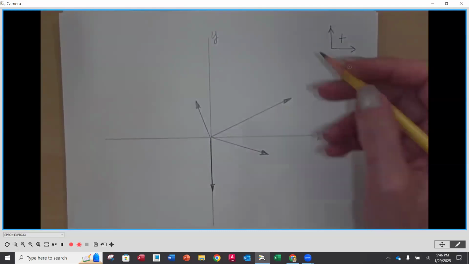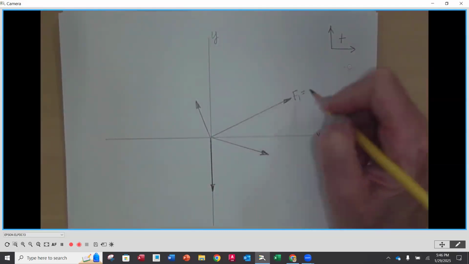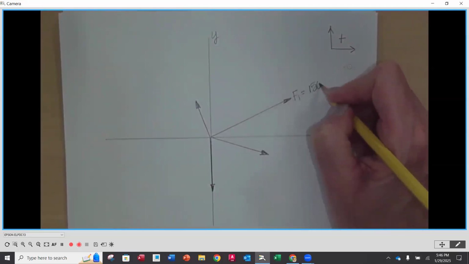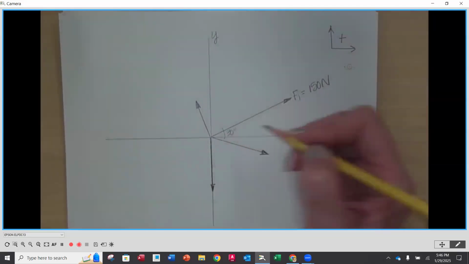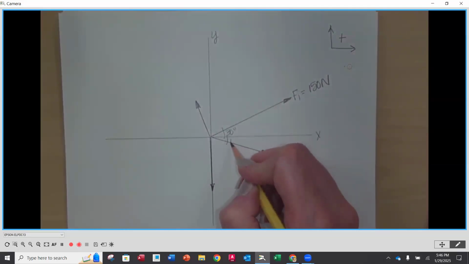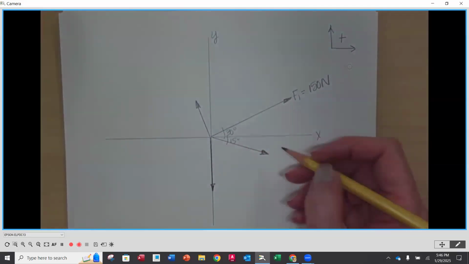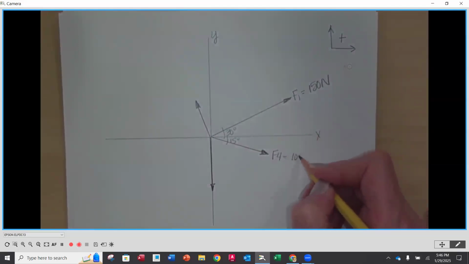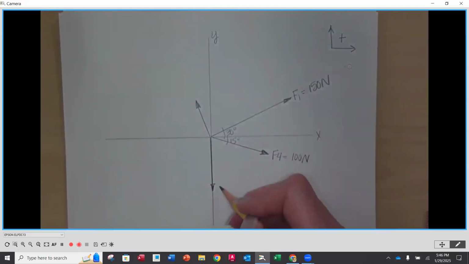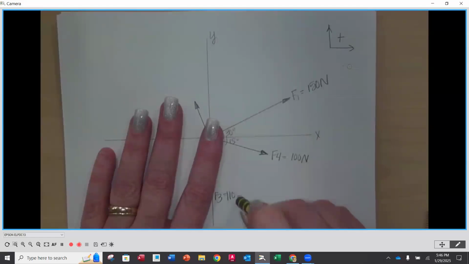So our first force is called F1, and that's going to be equal to 150 newtons. And then it is at a 30-degree angle. And then we have another one here. This is a 15-degree angle. This is F4, and that's going to be equal to 100 newtons. And then I've got F3, equal to 110 newtons.